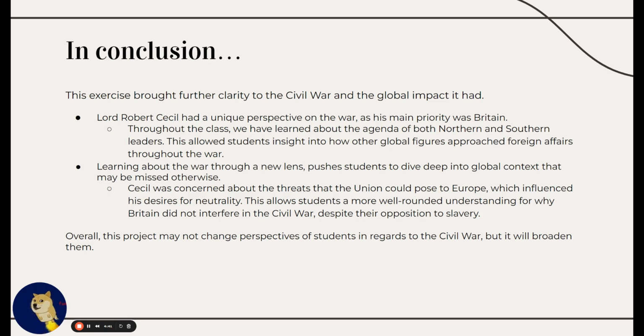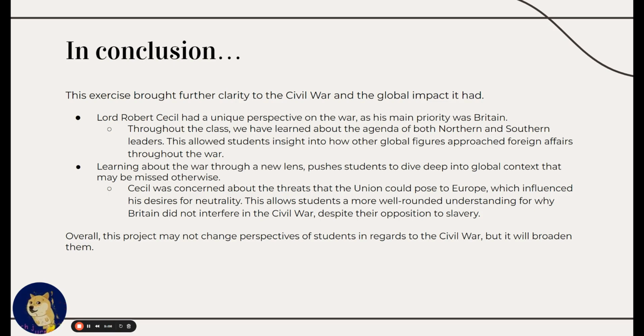This exercise provided a deeper understanding of the Civil War's global impact, particularly through the lens of Robert Cecil's unique perspective, focused on Britain's interests. By examining the agendas of Northern and Southern leaders, students gained insight into how global figures approached foreign affairs during the war. This alternative viewpoint encourages students to explore the broader global context often overlooked.